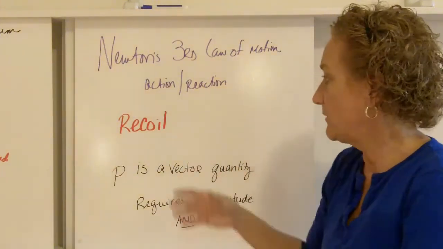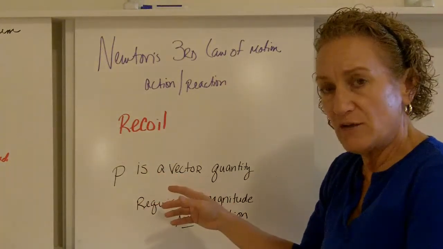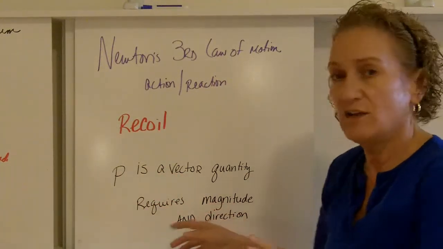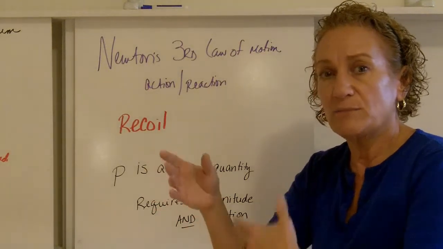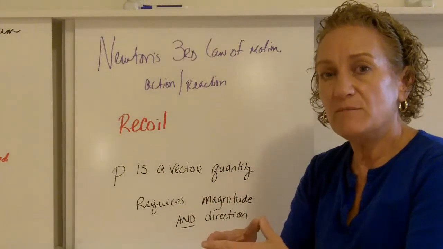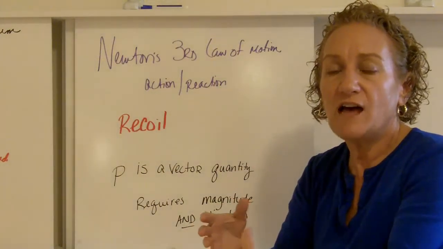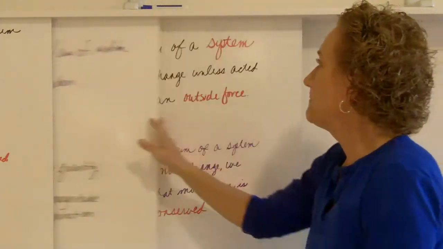Okay? So momentum, just a reminder, also is a vector quantity, which means that it requires magnitude and direction. So it makes a big difference if it's going forward or backwards, up or down, left or right, north or south. Momentum is a vector quantity because it involves velocity, and velocity is a vector quantity. So that really makes complete sense.